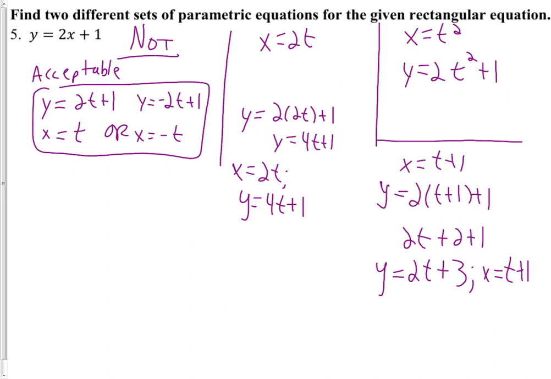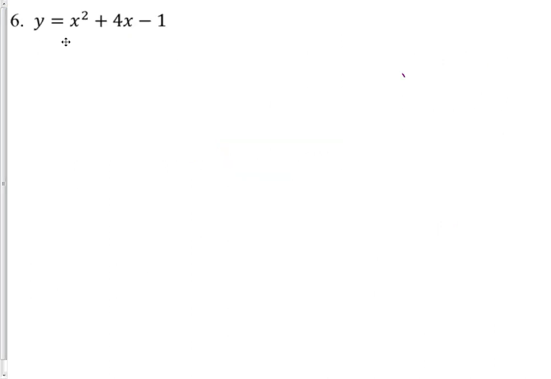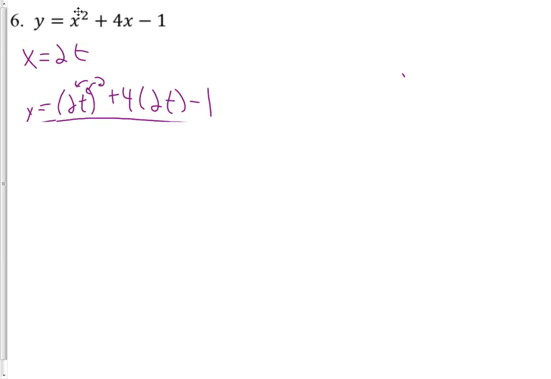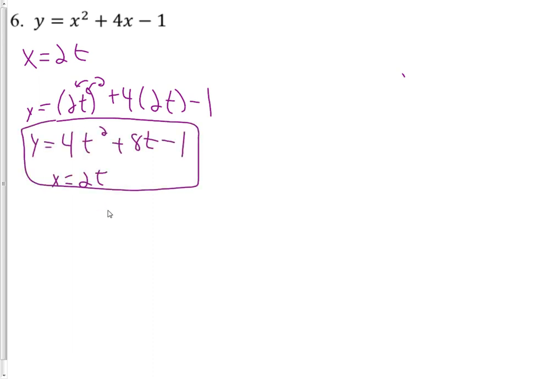And we do one more of these for lesson 9.4, and then we move on. x squared plus 4x minus 1. So you could say, how about x is 2t? 2t squared is 2 times 2 is 4t squared, and 4 times 2t is 8t, minus 1, where x is 2t.